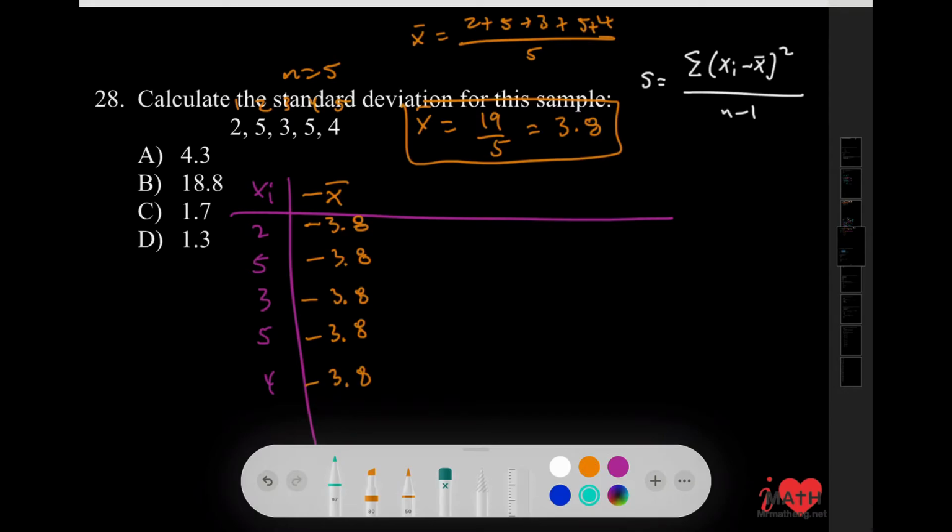All right, what do I get? I'm going to get negative 1.8, 1.2, negative 0.8, 1.2, and 0.2. And we don't have to put them in order because, remember, spread only measures how far away it is from the center.